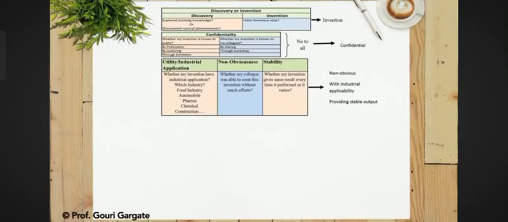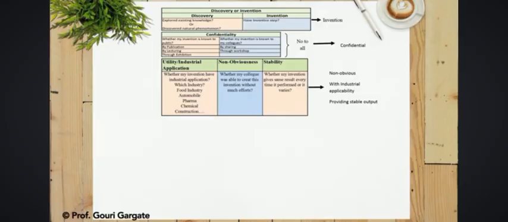Three important criteria of patentability are industrial application, non-obviousness, and novelty of the invention. Stability is one of the criteria which may be considered, and then there is the novelty criterion. So, first thing, industrial application.